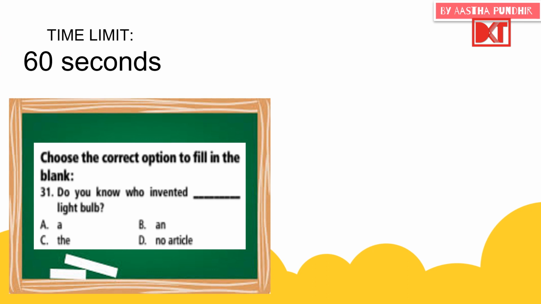Right now here, do you know who invented dash light bulb? Okay, so here for the light bulb, again what are we doing? We are giving a very specific reference. We are talking only about a particular invention. What is that invention? Light bulb. So what is the correct answer? C. Do you know who invented the light bulb? Alright.